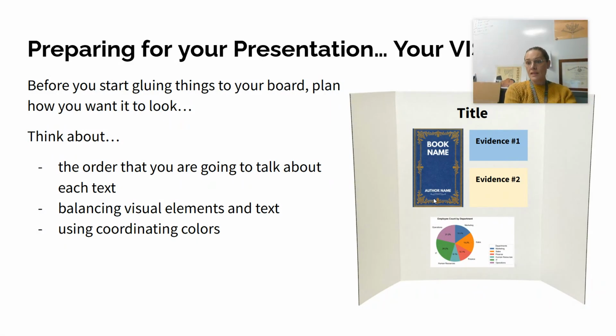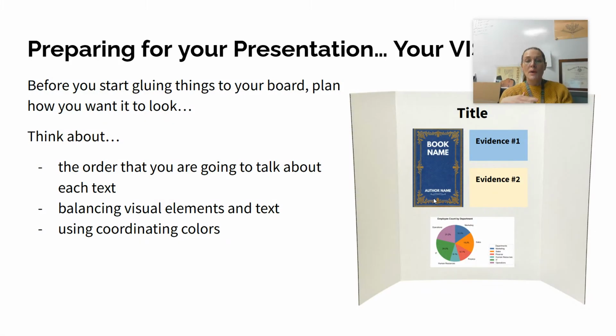Things that you might think about: the order that you're talking about things in. So I know the first thing I'm going to talk about is my nonfiction text. So maybe that should go in the middle, or maybe it should go on the far left. Maybe, if you want to go this way, this way, this way, it's going to go nonfiction text, then lit circle book, then non-literary text, then second literary text. So if you want to do it in order some way, you could do it like that.